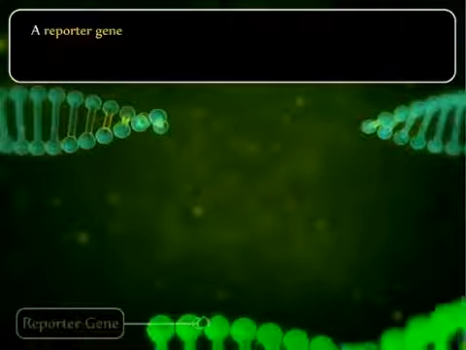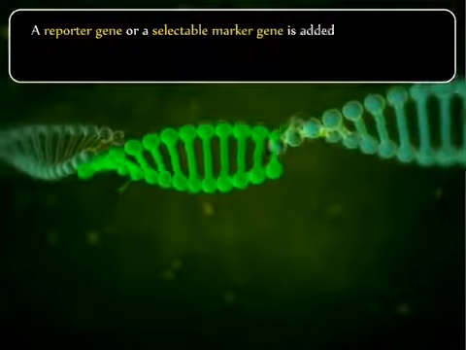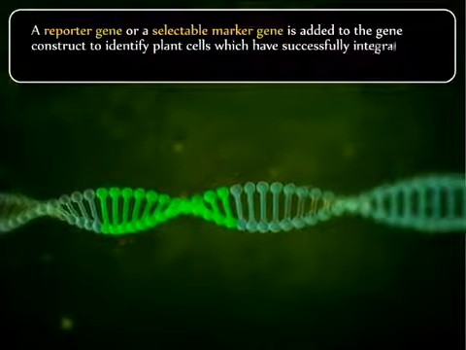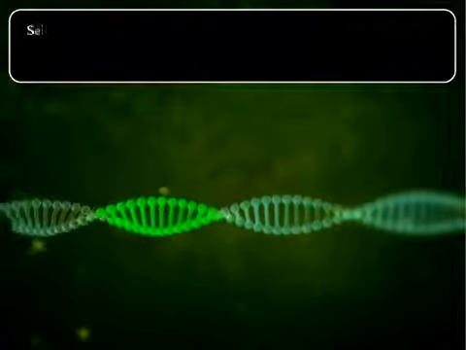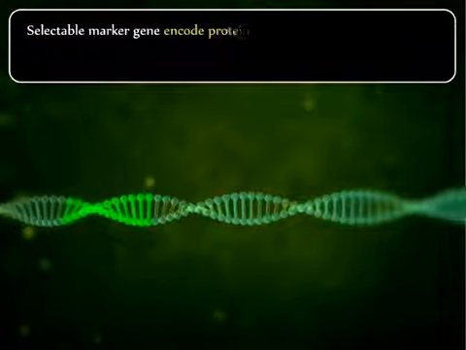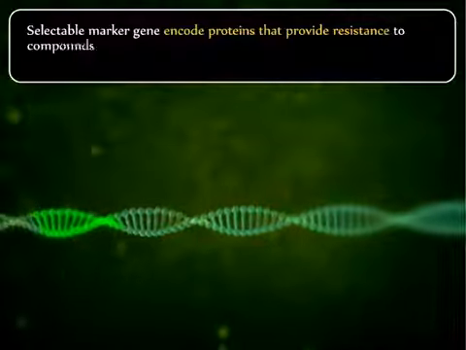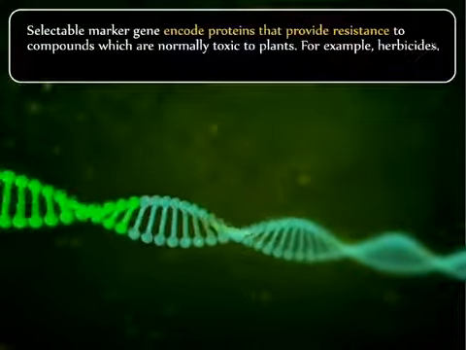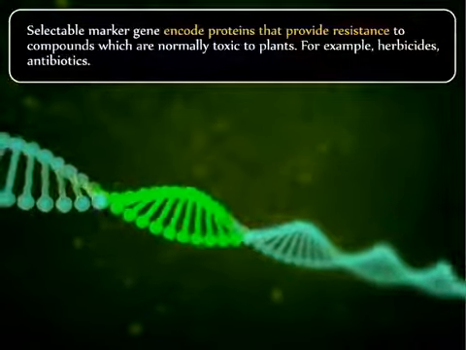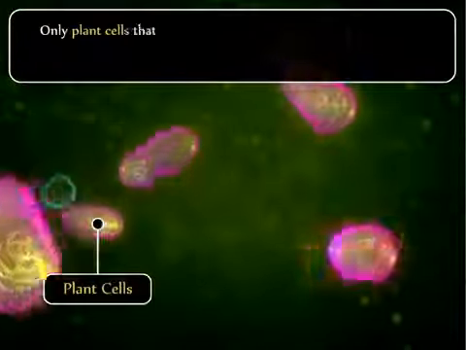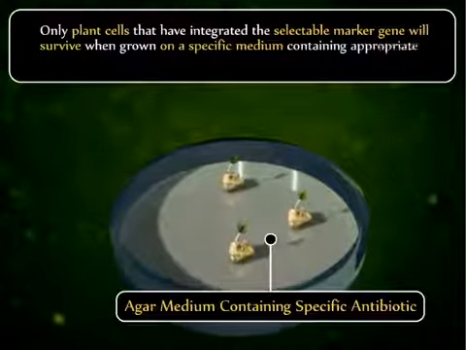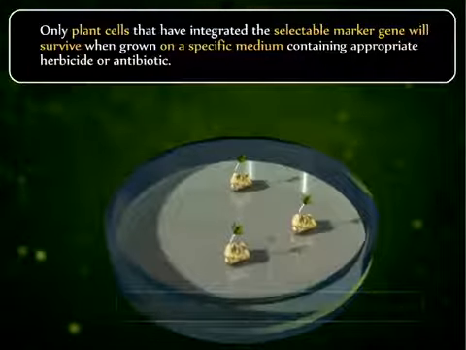A reporter gene or a selectable marker gene is added to the gene construct to identify plant cells which have successfully integrated the transgene. Selectable marker genes encode proteins that provide resistance to compounds which are normally toxic to plants, for example, herbicides, antibiotics. Only plant cells that have integrated the selectable marker gene will survive when grown on a specific medium containing the appropriate herbicide or antibiotic.